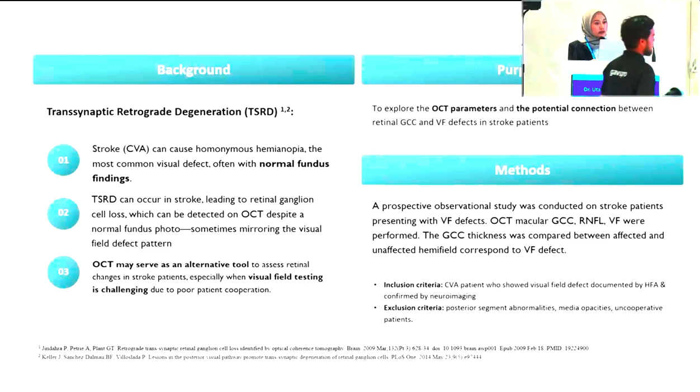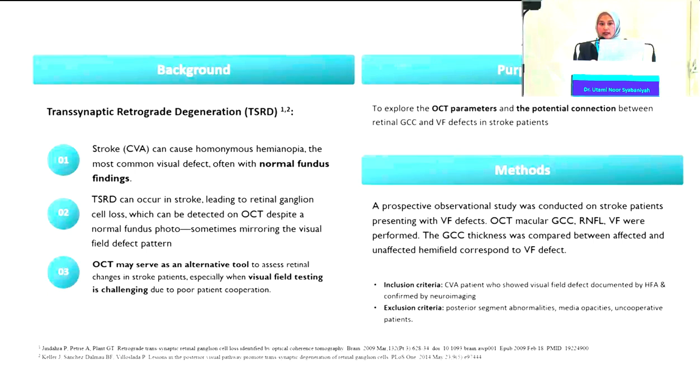Stroke can cause visual field defects like homonymous hemianopia and also structural retinal changes, even with the normal fundus appearance. And occipital lesions can cause retrograde loss of retinal ganglion cell or GCC, which can cause GCC thinning, which can be detected by OCT and sometimes mirroring the visual field defect. Detecting these changes is crucial, and OCT can serve as a tool for this evaluation.